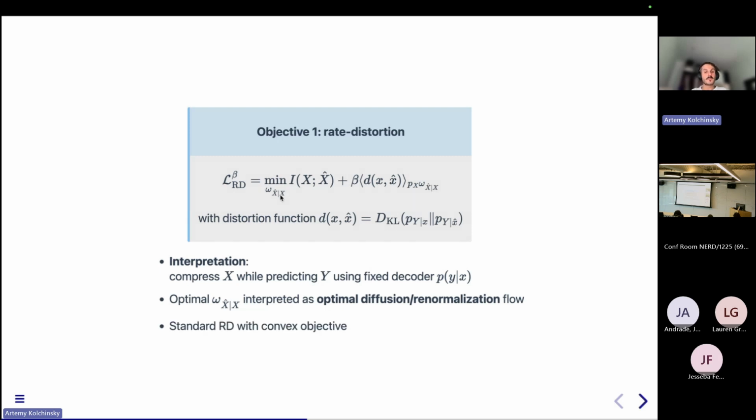And it's a standard rate distortion problem. And so it has a convex objective, and there are fast ways to solve it to reach global optimality.